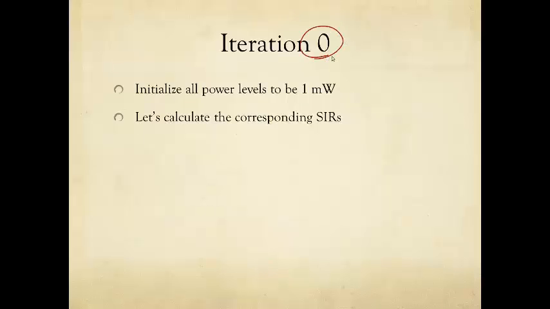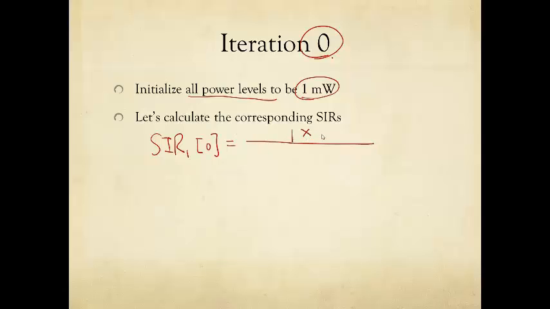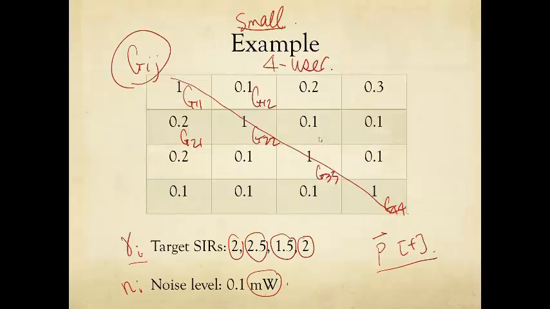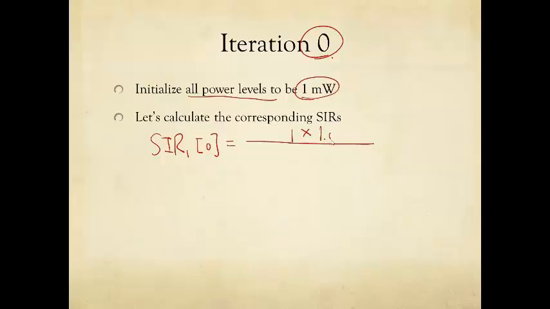Now we start with an initialization at time zero. Let's say we initialize all the power levels to be 1 milliwatt. Okay, now let's calculate the corresponding SIRs. The SIR for the first transceiver pair at time zero initialization is simply 1 times 1.0 milliwatt.